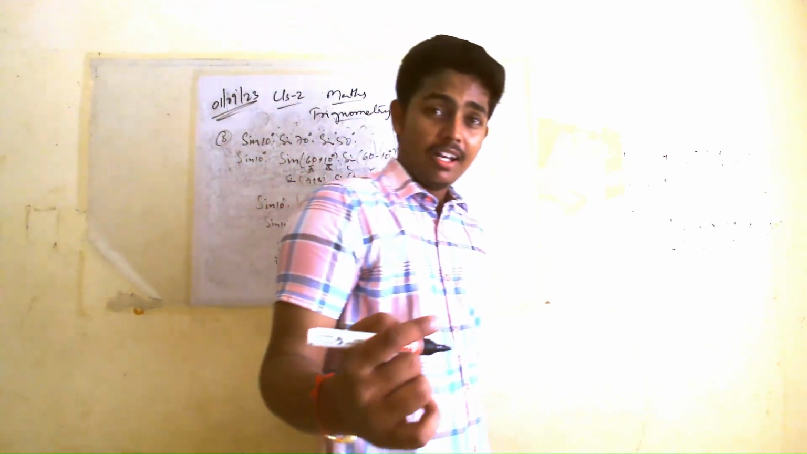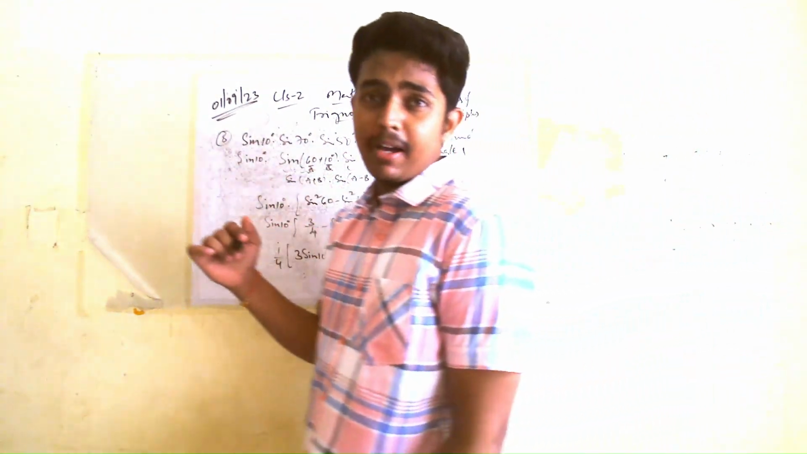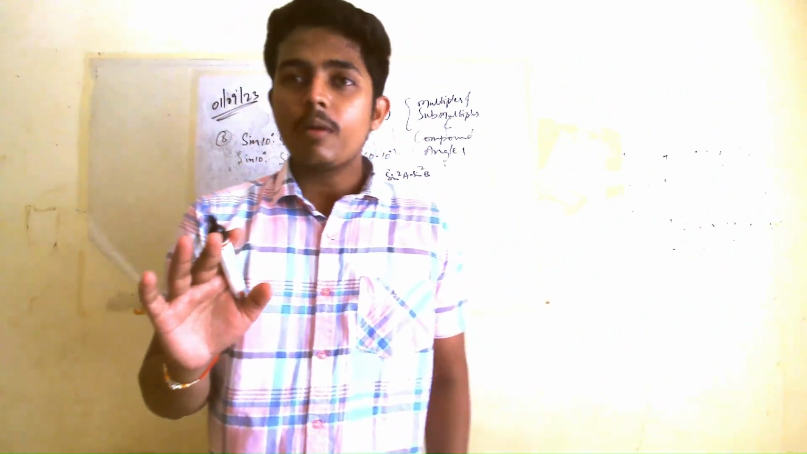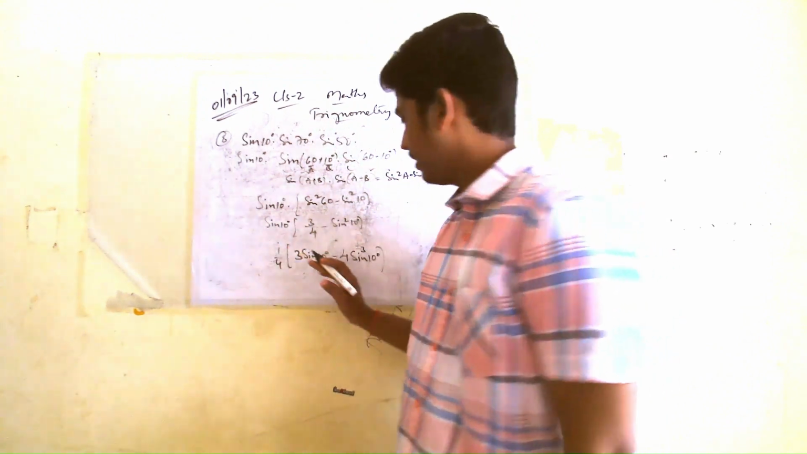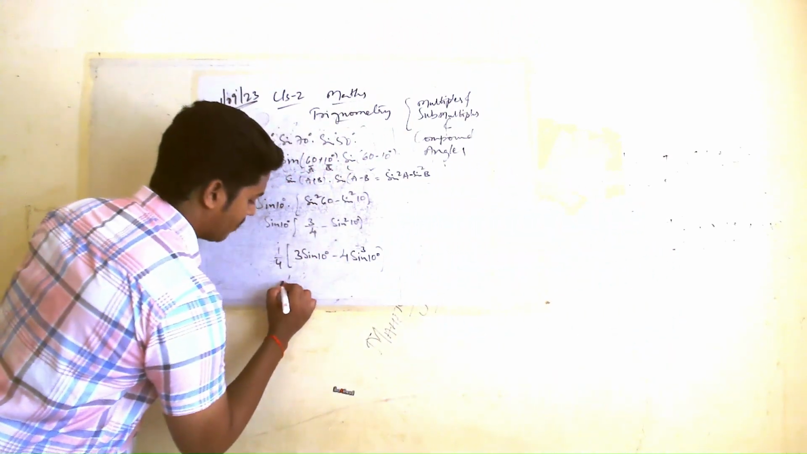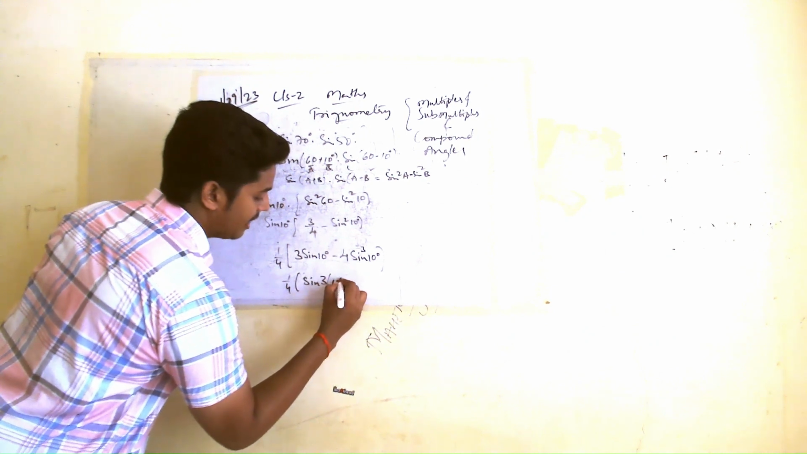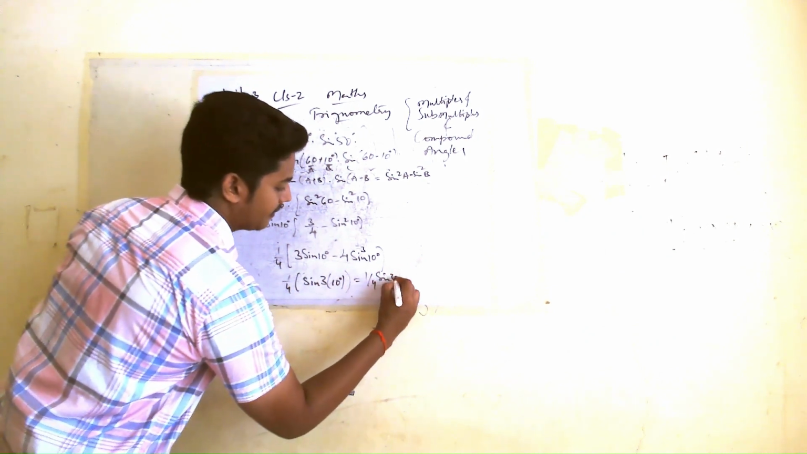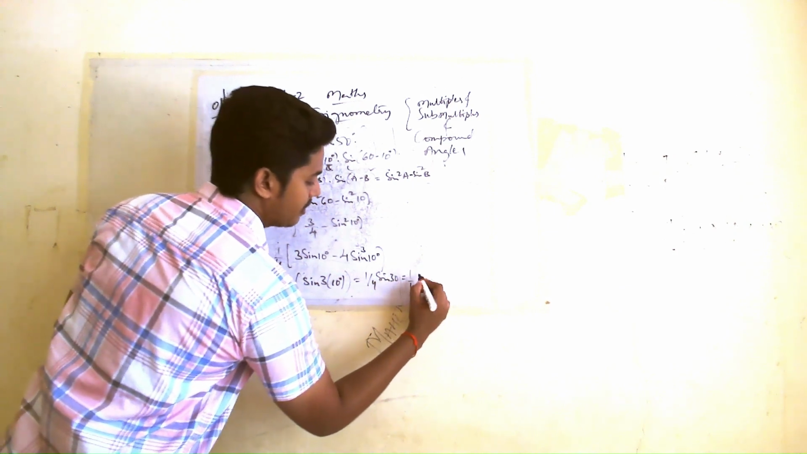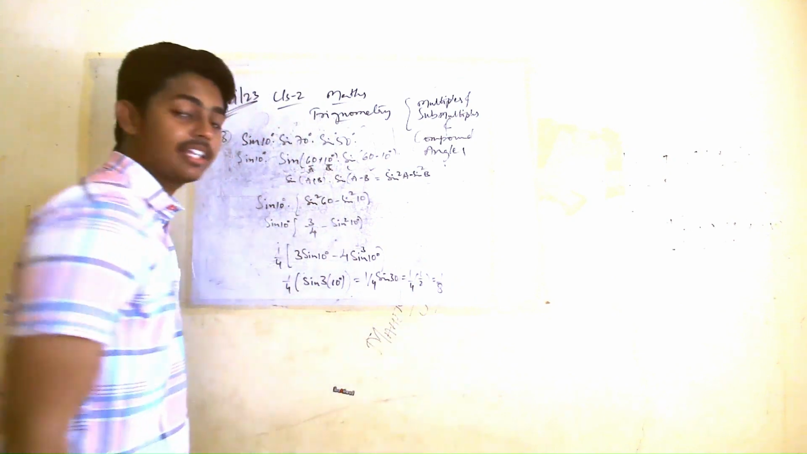Can you remember a problem just like the previous one? It is like 3 sine theta minus 4 sine cube theta. The formula is pretty clear, it is sine 3 theta. Let's apply it. It is 1 by 4 into sine 3 theta, where theta is 10 degrees. So 1 by 4 sine 30, and sine 30 is 1 by 2. So the answer is 1 by 8.